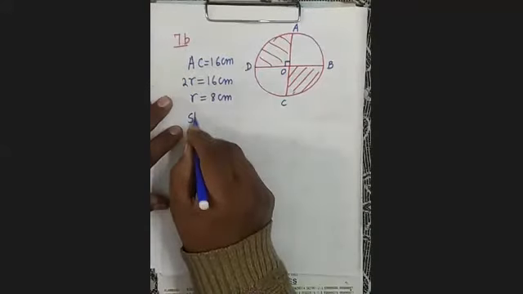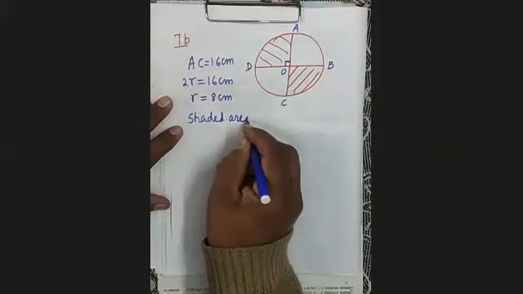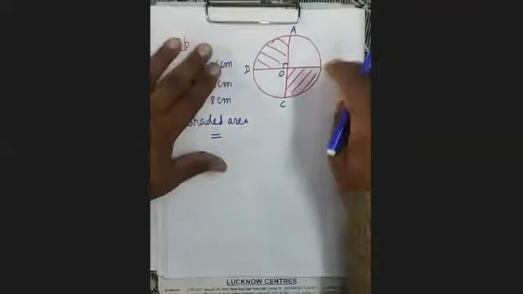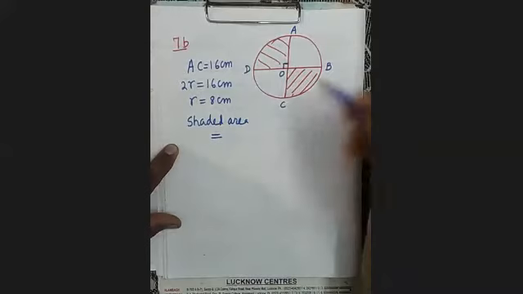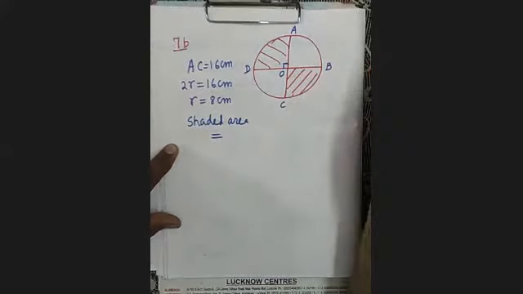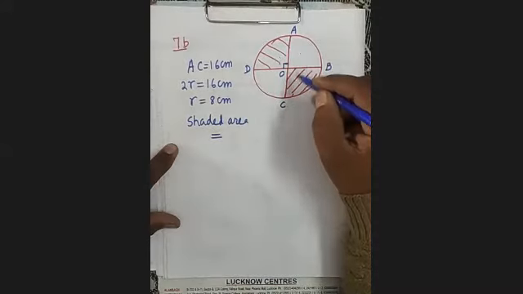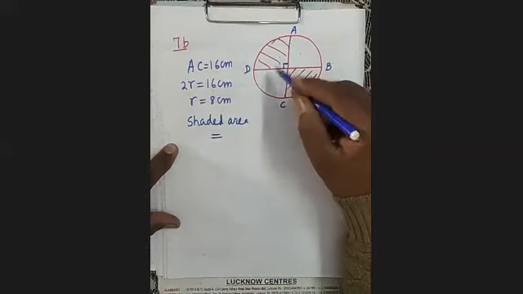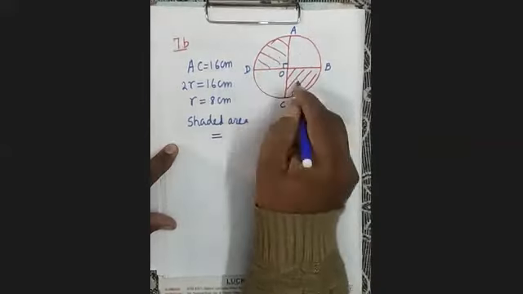So see here, shaded area. As in the previous question, you can see here that two perpendicular diameters divide the circle into 4 equal parts. Each part is called a quarter circle. Each part is a quadrant. मतलब ये एक क्वाड्रांट है, ये भी क्वाड्रांट है, ये भी क्वाड्रांट है, ये भी क्वाड्रांट. How many quadrants are shaded? So 2 quadrants are shaded.